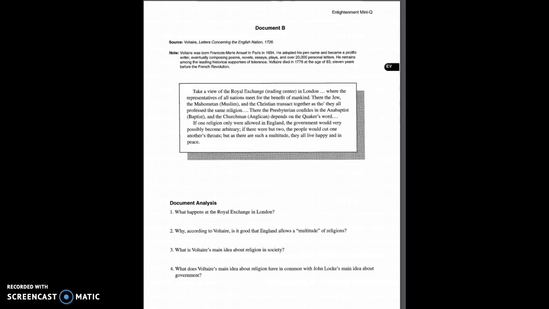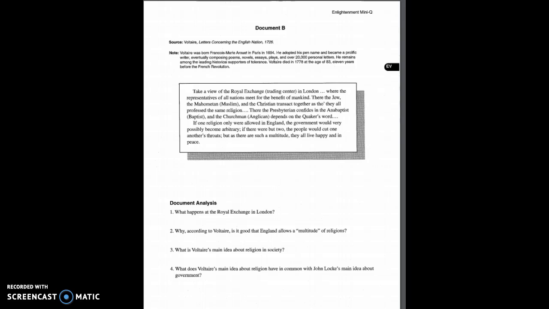All right, now that we're trying to break down the text of Voltaire's document, let's go ahead and take a look at the guiding questions at the bottom. So number 1, what happens at the Royal Exchange in London? In the text, it talks about people from all over the world who practice different religions come to this exchange to buy things, transact for one another. They talk about other things, they share knowledge, they share ideas. Number 2, why, according to Voltaire, is it good that England allows a multitude of religions? And this goes back to that last piece.